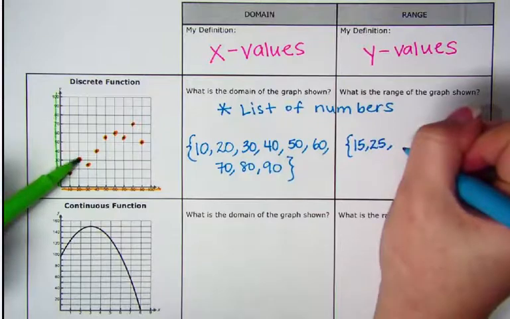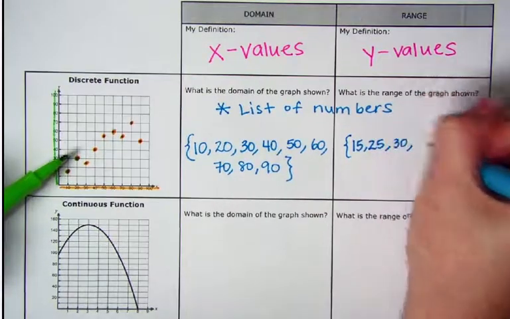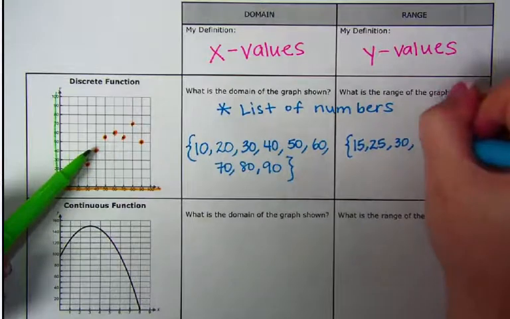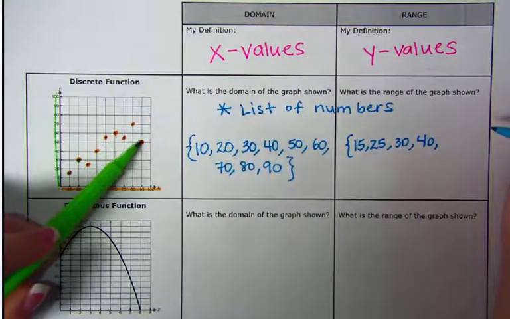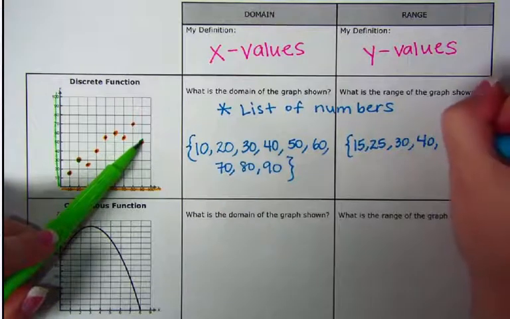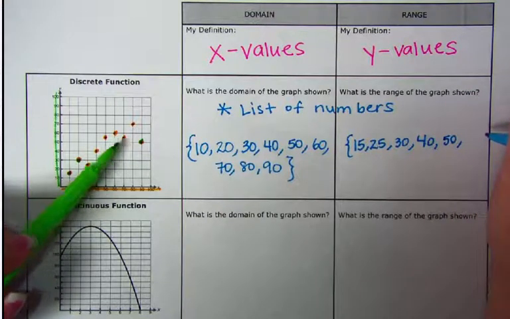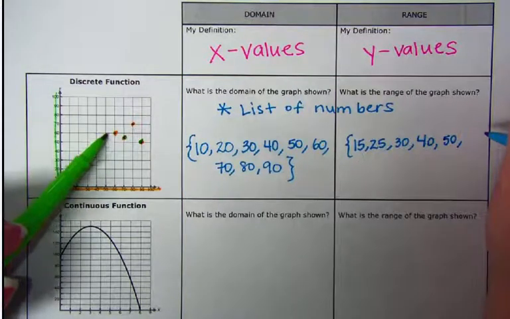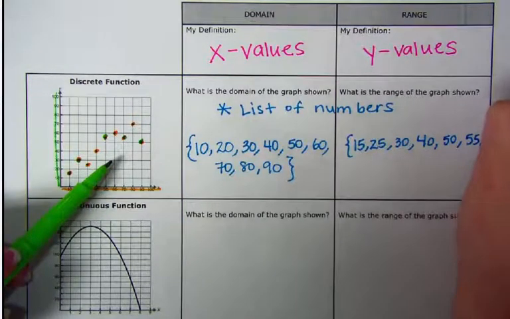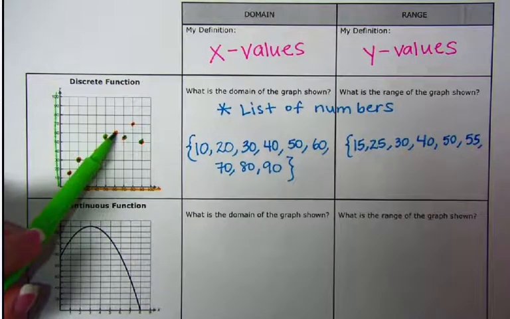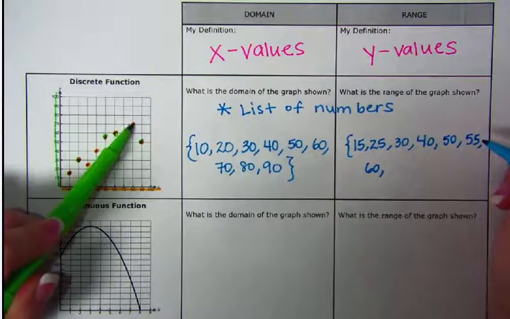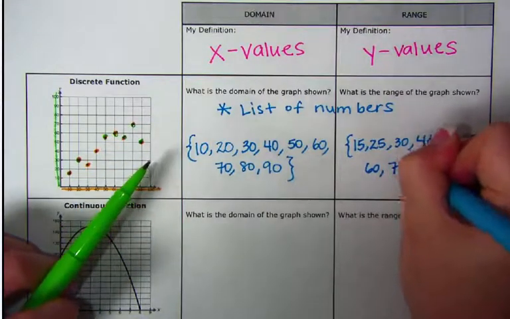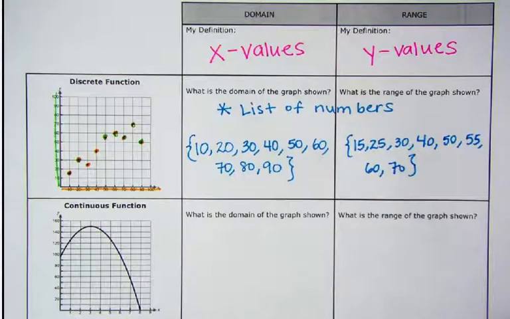Then I've got this point here, which is at 30. Then we have this point here, which is 40. And then the next lowest point is this guy all the way over here, and he's at 50. And then I've got 2 points that are at 55. So I'm going to write 55. I only need to write it once. And then I've got a point here at 60. And finally, my highest point is at 70. So that is the range for this discrete function.